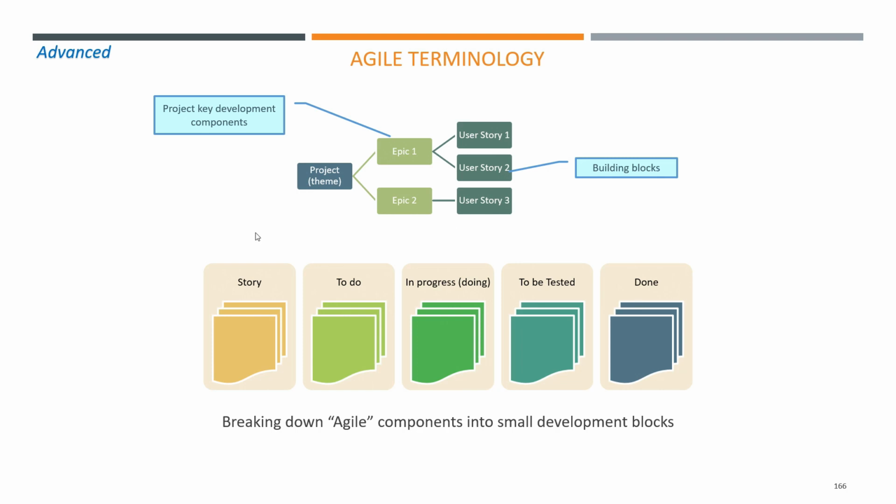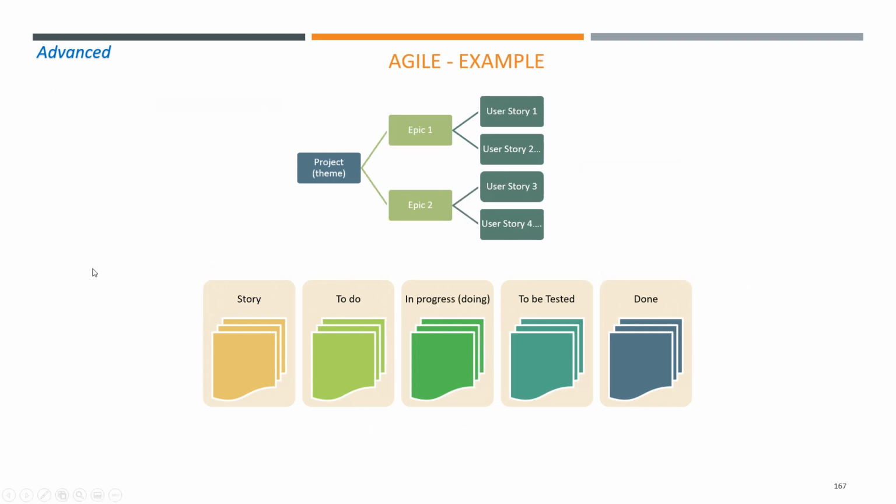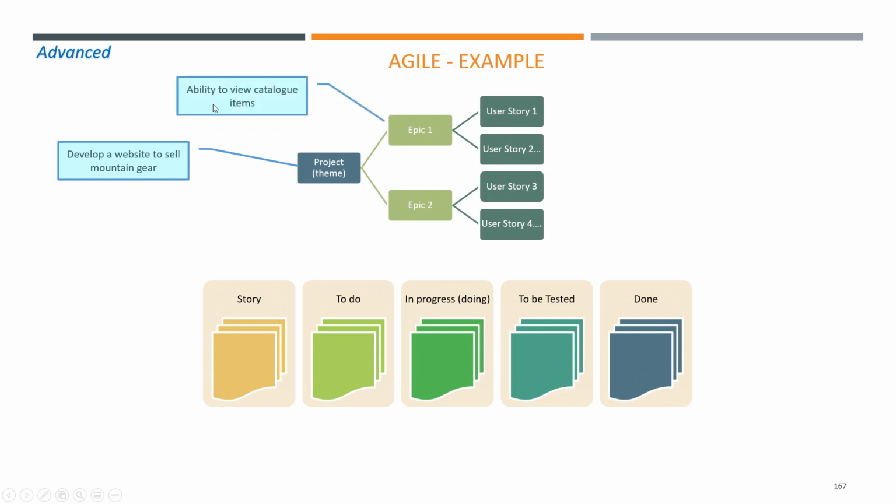I think we should have a look at an example, maybe. Let's have a look at an example. Okay. So let's say I work on a project. It's to develop a website to sell some mountain gear, say. So I could have one epic, could be ability to view the catalog items. So I don't want to right from the start create carts so they can put products in carts. I want them to be able to visualize only, because I want to go on the market quickly.